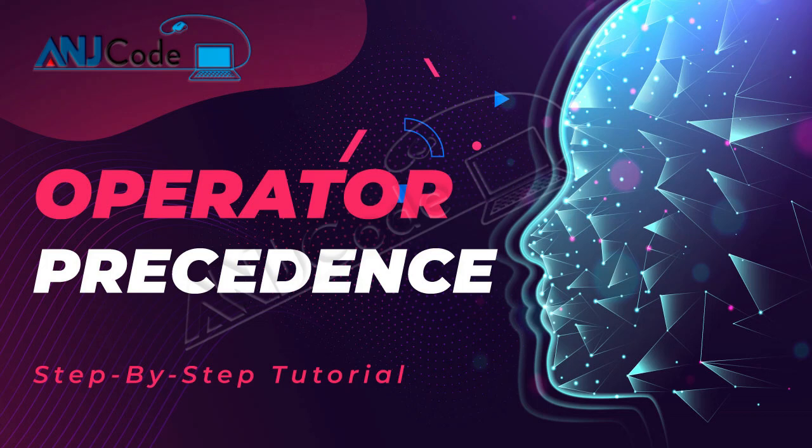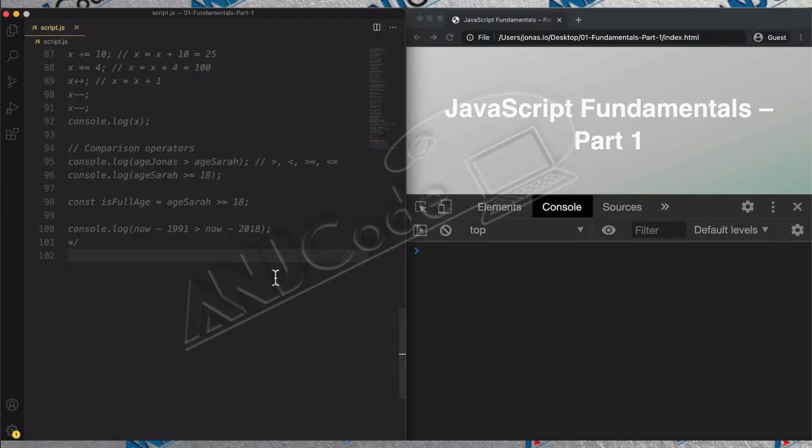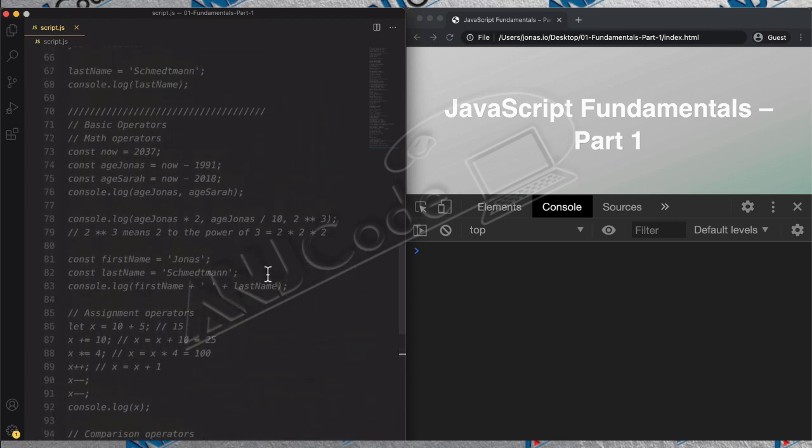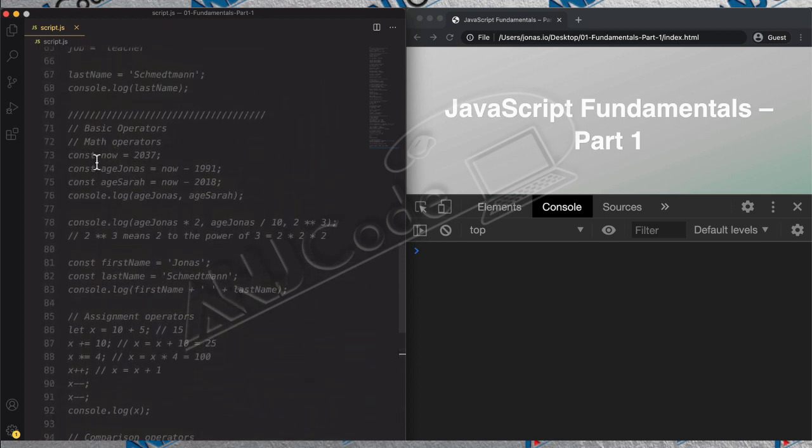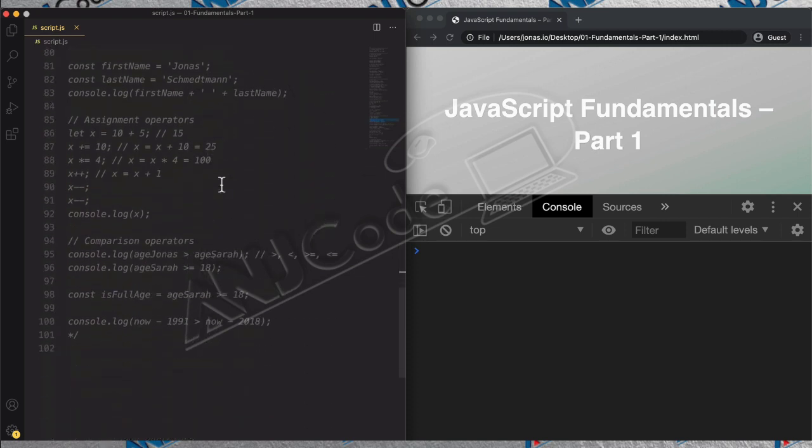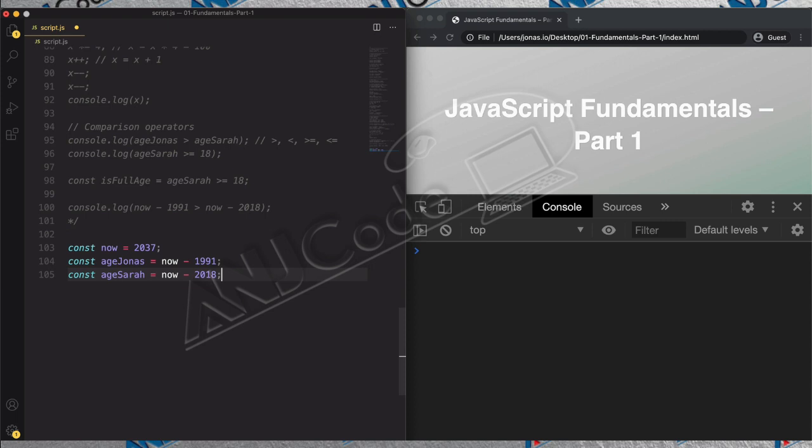In this lecture, we're going to talk about the precedence of different operators. So I already commented out the code from the last lecture, but let's actually bring some of it back here. And in particular, the calculation of these ages. So like this, and then also this code that we discussed by the end of the last video.